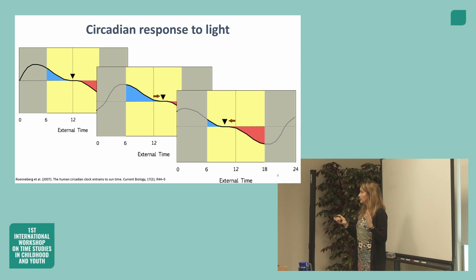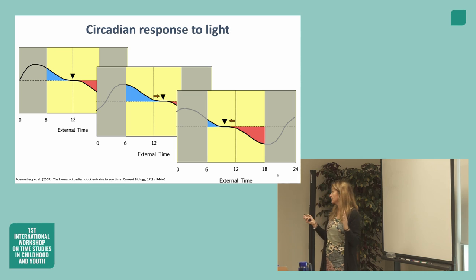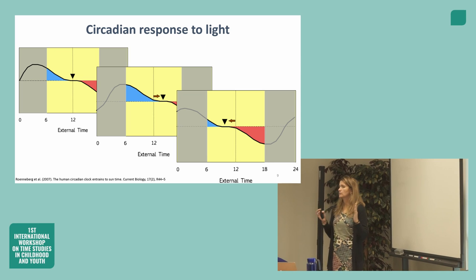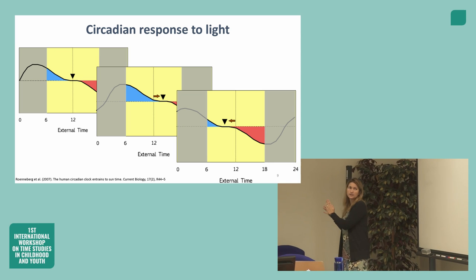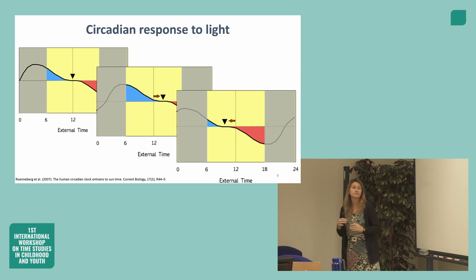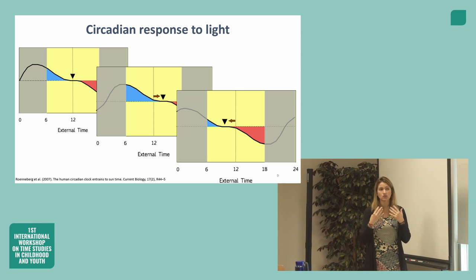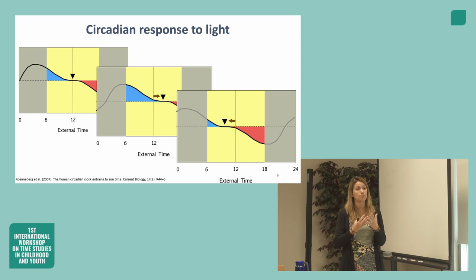And on the reverse way, if you have light in the evening, very little light in the morning and a lot of light here, you go drifting into the night. This is your PRC, our phase response curve. So this is how we treat patients with circadian disorders.